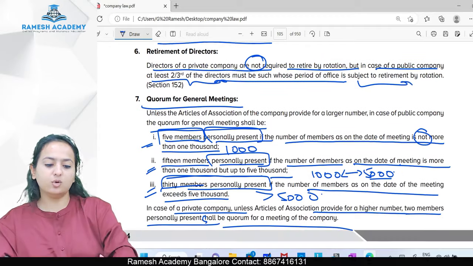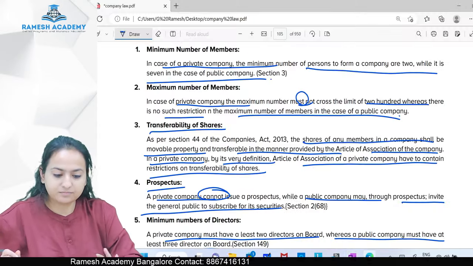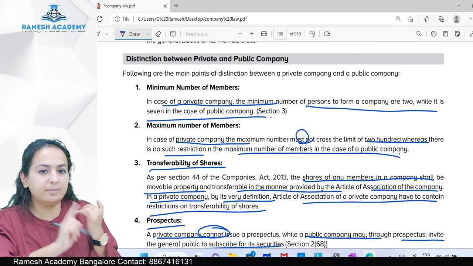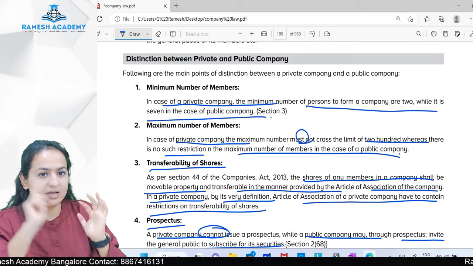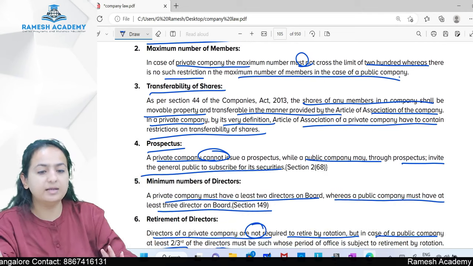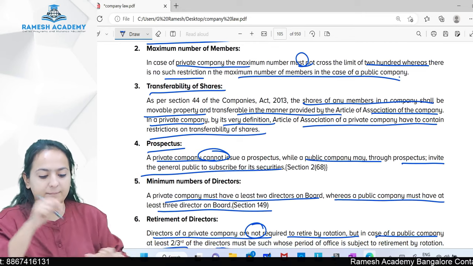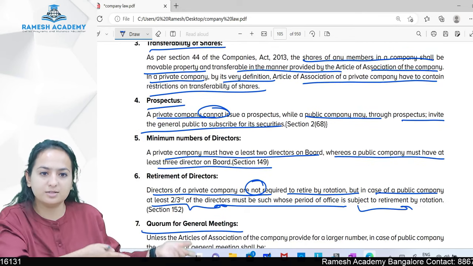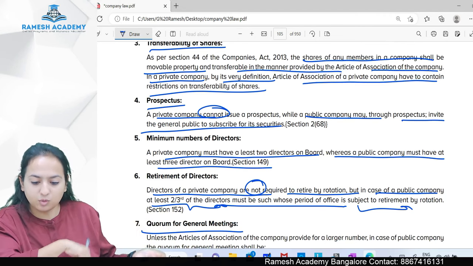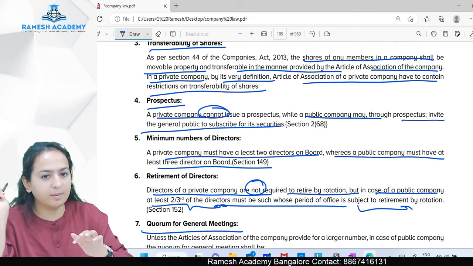Fine, so quorum is the last point. Minimum number of members should be 2 in case of private company, and for public it is 7. Maximum number of members 200, no limit. Transferability of shares, restriction only in case of private company. Prospectus, restriction only in case of private company. Minimum number of directors, what? 2 in case of private and 3 in case of the public company.